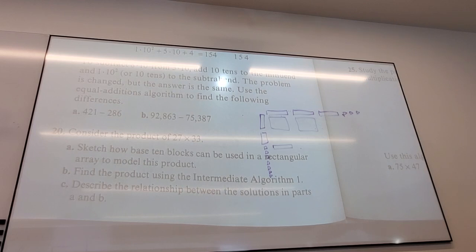So on the test, I'm not going to be as specific as 20B. When you're doing your homework, you can look up intermediate algorithm 1. I'm not going to make you memorize what intermediate algorithm 1 is. You can look that up. So we talked about the evolution of the idea of multiplying and how we eventually get to a standard algorithm. But in the homework, you can just look and see what that is.